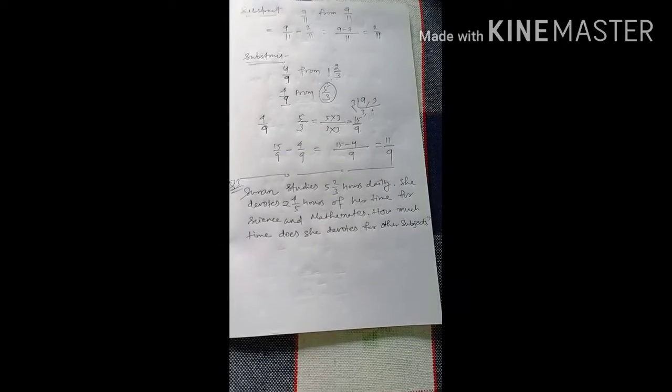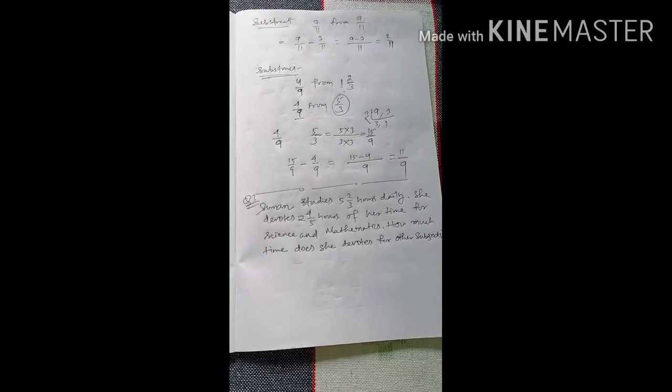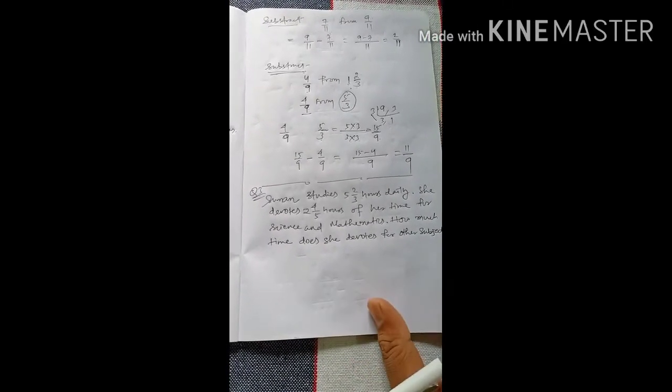Here the denominator is 9, and 15 minus 4 is 11. So 11 by 9. Right now. So students, let us discuss a word problem of subtraction of fractions.